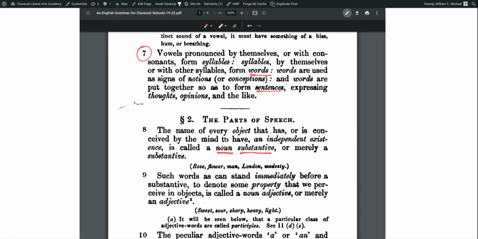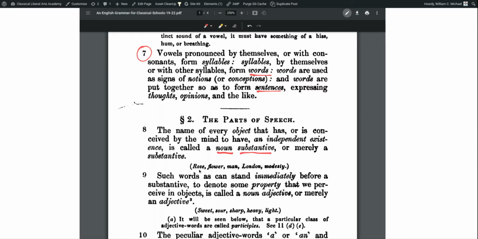The name of every object that has or is conceived by the mind to have an independent existence is called a noun substantive, or merely a substantive. The name of any object that has an independent existence. That means that it's able to stand alone and have meaning. And we're given some examples here. Rose, flower, man, London, and modesty. These are examples of noun substantives or substantives.